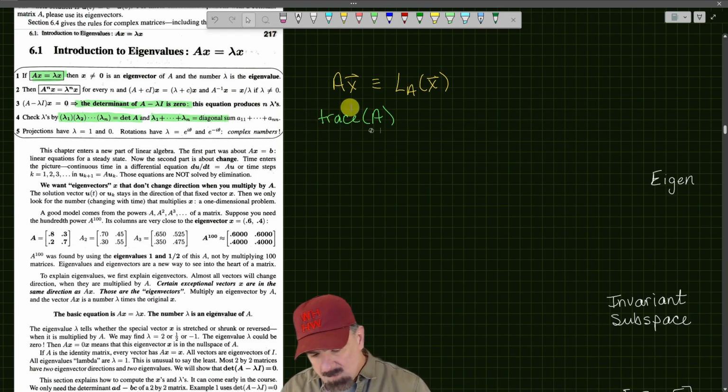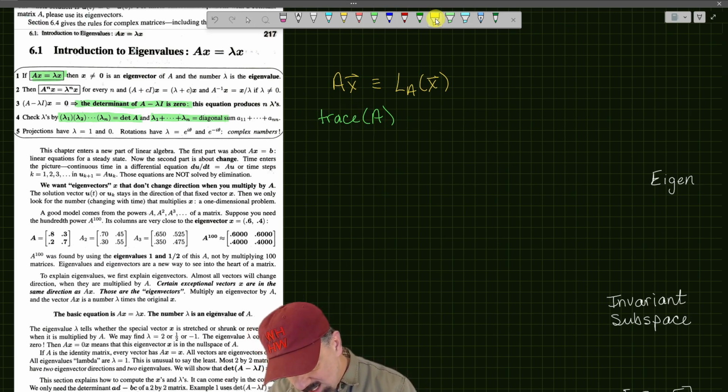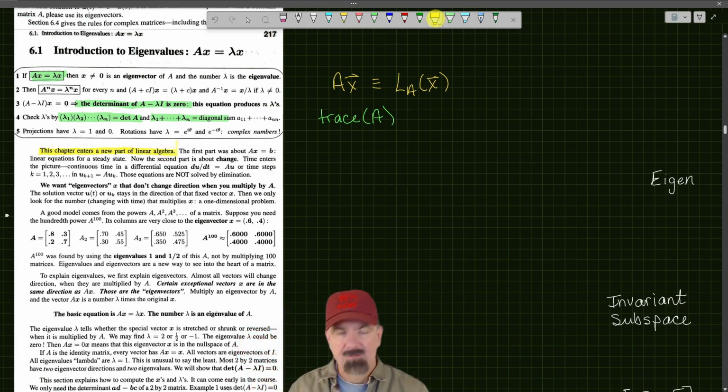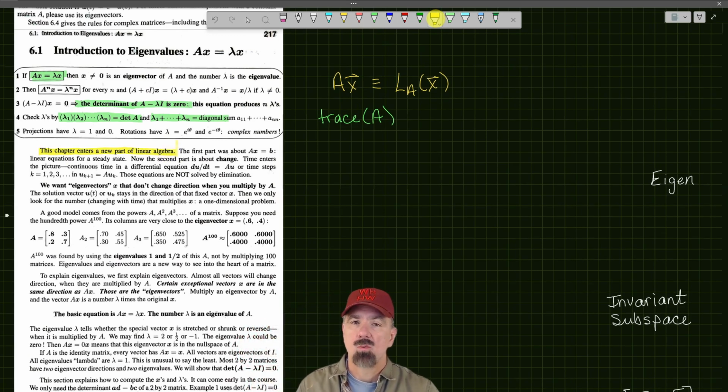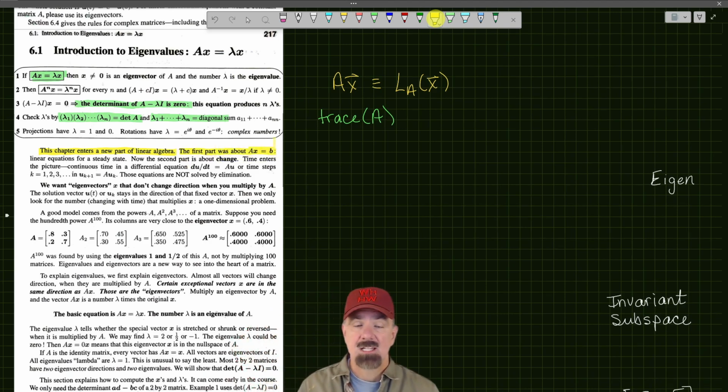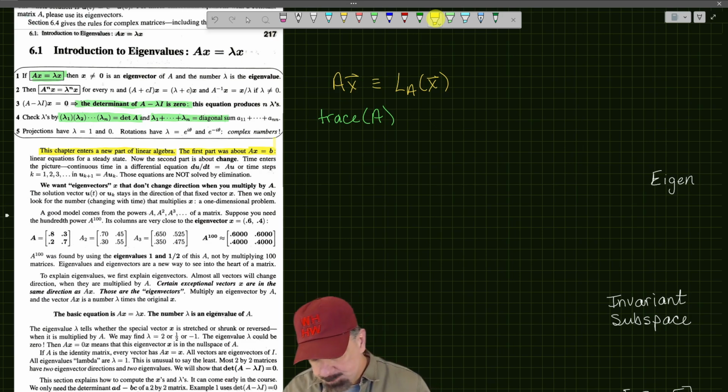All right, let's jump right in then with what Strang's talking about. This chapter enters a new part of linear algebra, so definitely agree with that. He says that we have been spending a lot of our time solving AX equals B, and we certainly did do a lot of solving AX equals B. However, we also laid the foundation for what linear algebra is all about, and now we're going to use that information as we move forward.